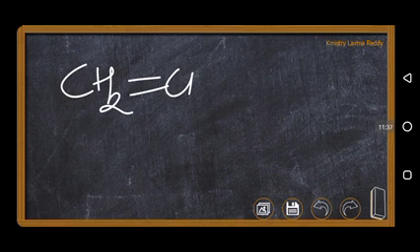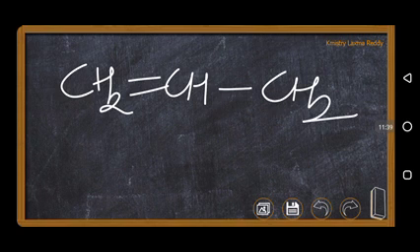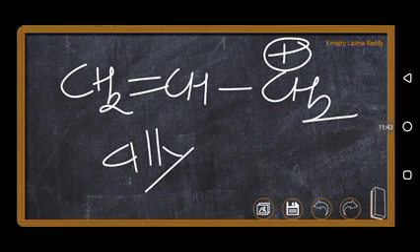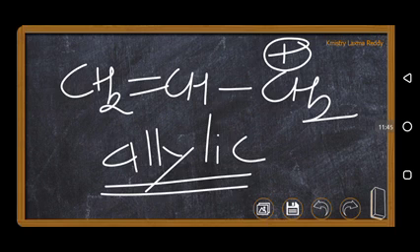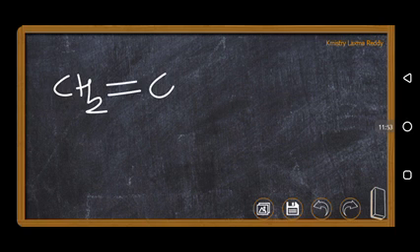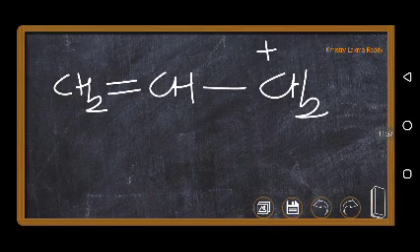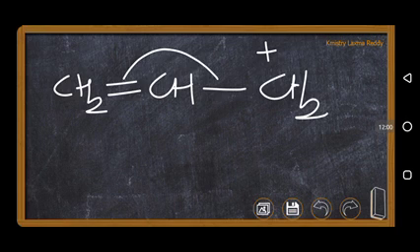We'll go with one more. CH2 double bond CH CH2 plus. This is called an allylic carbocation. It is stable because this electron pair can come here. This will be resonance. I am showing it again. You see CH2 double bond CH CH2 plus. Now the plus charge is on an sp3 carbon. This electron pair is shifting here. So on two sides I am showing the resonance structures.